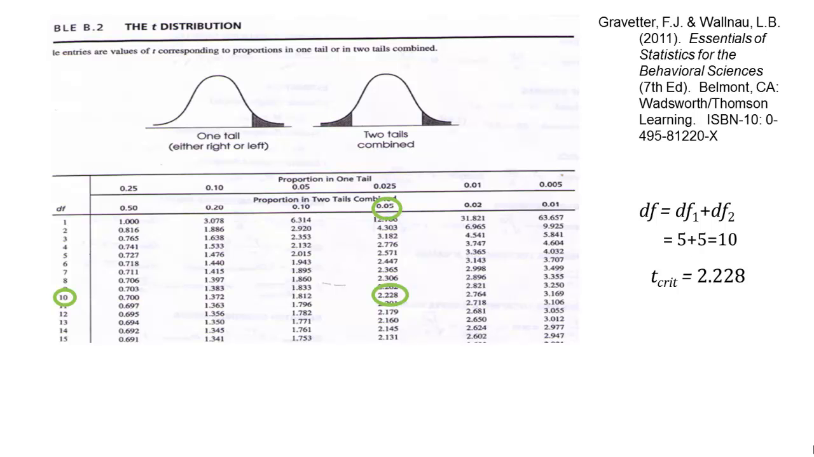And we'll compare that to our t-calc value, which is 4.42. So that means our t-crit value is less than our t-calc value, which means that p is less than 0.05. So we have a significant result. So what does that mean?